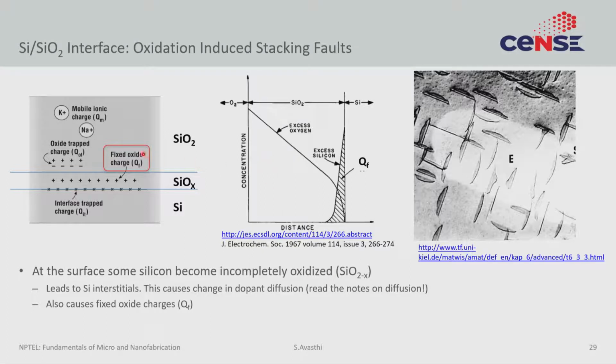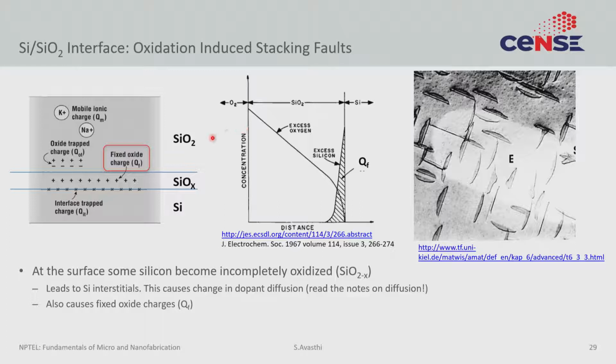Let's start with the fixed oxide charges. These are defects that exist in the silicon dioxide but near the interface. The reason why they happen is because of diffusion of silicon. We have already discussed the diffusion of oxygen. You have oxygen in the gas, then you have some layer of silicon dioxide, and then you have silicon. The way this oxide is increasing in thickness is that oxygen is diffusing through the silicon dioxide. There is a gradient of this oxygen, and it reacts at the interface. At the interface there is a very low concentration, but then there is a gradient.